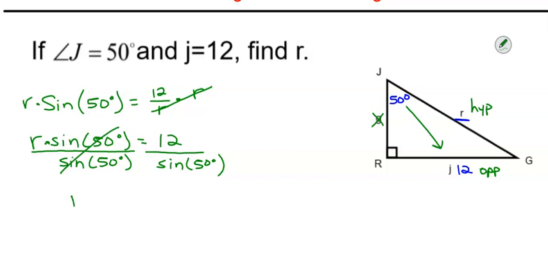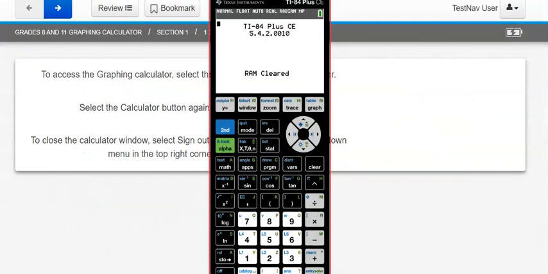Then that's gone, and you're left with R equals 12 divided by sine of 50. And then it's just a matter of typing that into a calculator. It doesn't matter what calculator you use. I'm going to show you how to do it on both your graphing calculator and Desmos. So I'll do this one just on the graphing calculator.